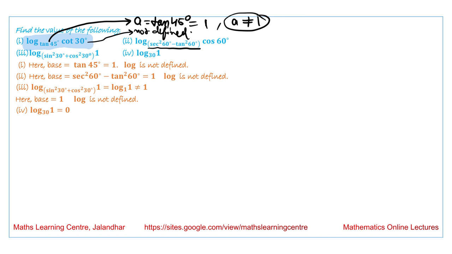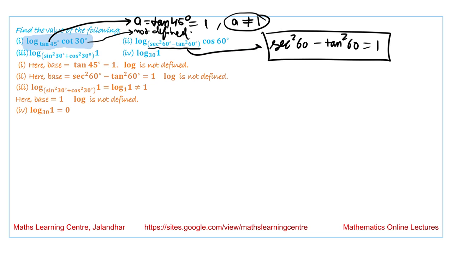Next is log with base secant square 60 minus tan square 60. So, by identity again we have this base is equal to 1. So, in this case also this value, the log, is not defined. Similarly, in the next case we have the base sin square 30 plus cos square 30, and this value is again 1 and it is not defined.